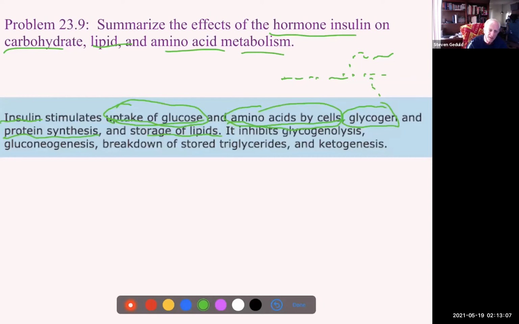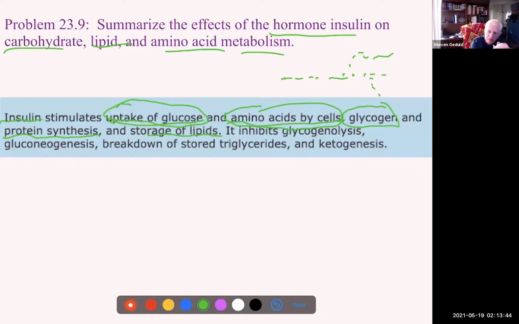So that's what it stimulates. It stimulates the uptake of glucose, uptake of amino acids, formation of glycogen, protein synthesis, and the formation of lipids. That's what's stimulated by insulin. It inhibits glycogenolysis, gluconeogenesis, breakdown of stored glycerides, and ketogenesis. So it stimulates everything that causes glucose to be stored out of the bloodstream. It inhibits everything that produces more glucose because you've already got enough of it.